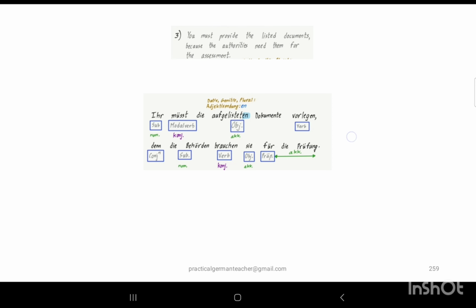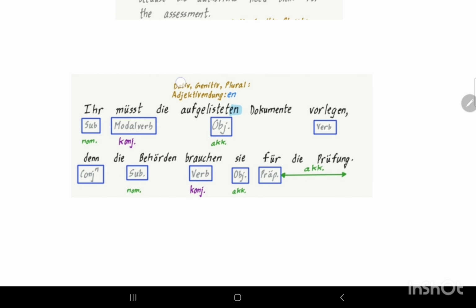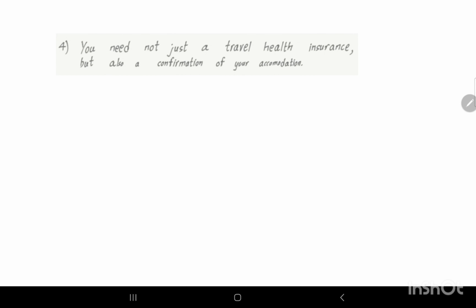Okay, here is the rule that I have listed. So genitive, dative, genitive, plural, adjective ending is en. Just remember this. Next sentence: you need not just a travel health insurance, but also a confirmation of your accommodation. How do you say this? Think. So first of all, you need to know how to say a travel health insurance, right? You should know this word. You will know it when you travel for the first time to Germany, or once you are in Germany, when you invite your parents or anyone, they will need a travel health insurance.